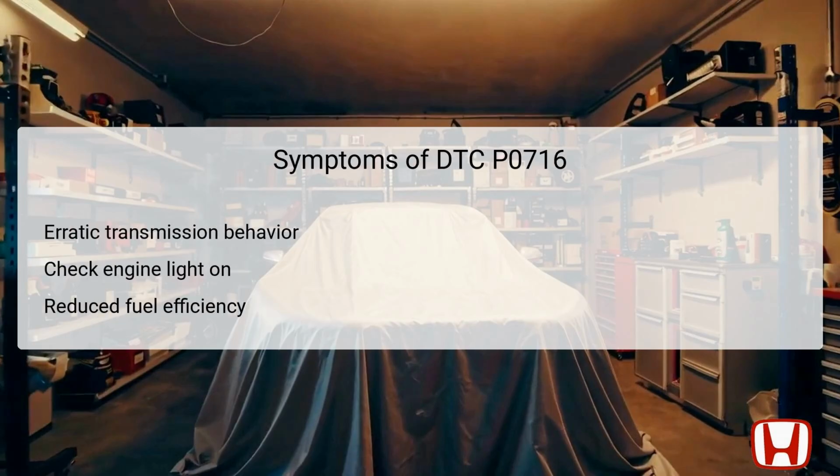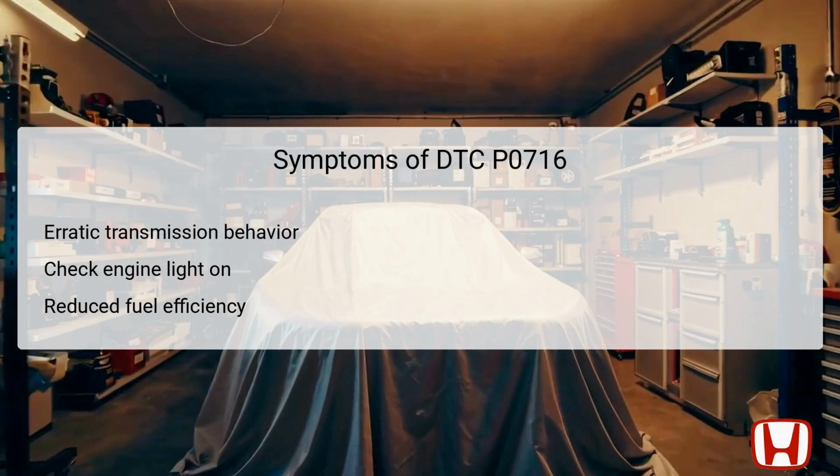Vehicles exhibiting DTC P0716 may demonstrate a range of noticeable symptoms. One prominent indication is erratic behavior from the transmission, characterized by unpredictable shifting patterns, which can affect driving comfort and safety. The check engine light will also illuminate on the dashboard, signifying the need for investigation and potential repairs.